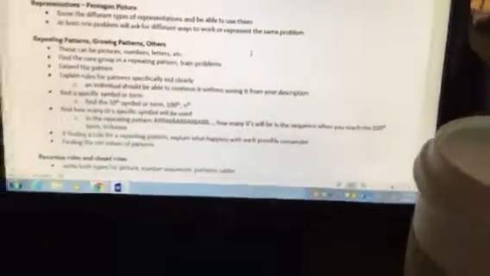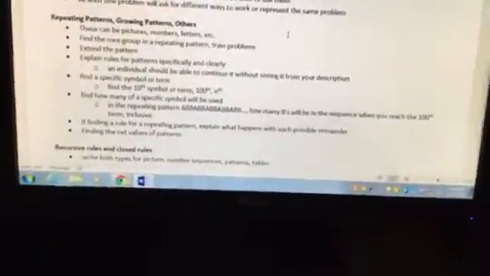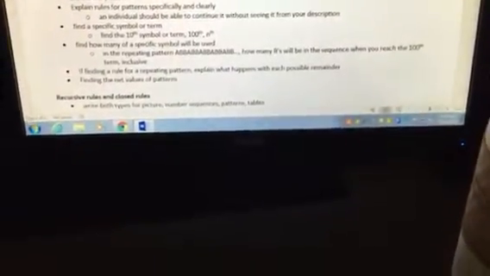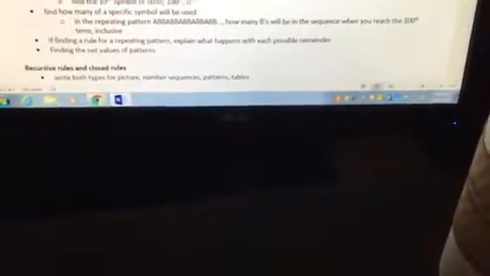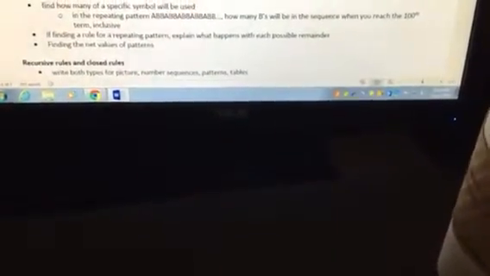If it's a repeating pattern, be able to tell what symbol is in the 692nd term. How would you do that? You got to find the core group, find the size of the core group, and divide.